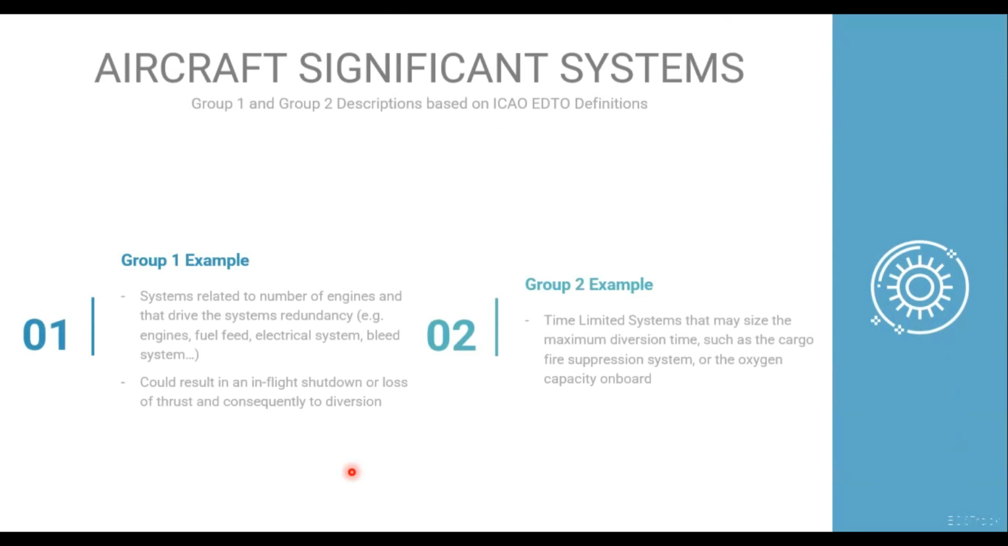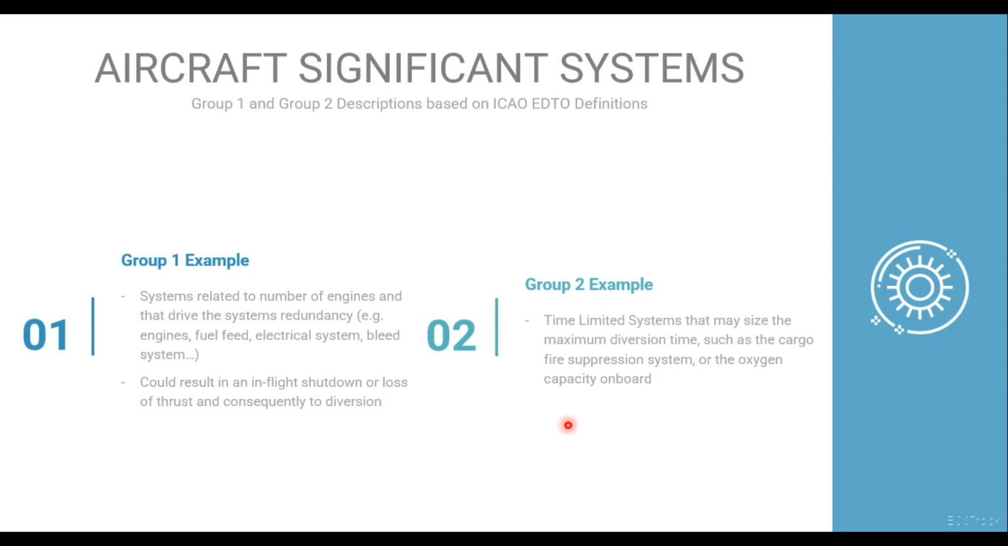For group one systems, we have the systems that are related to the fuel feed, the engines, electrical system, bleed, hydraulic, in-flight shutdown, anything related to the engine failure. Okay. Group number two, anything related to time, like the EDTO operation or ETOPS operation. We have the cargo fire suppression system, the fire extinguishing system for the fire. We have the oxygen capacity system on board. All of these are time limited.